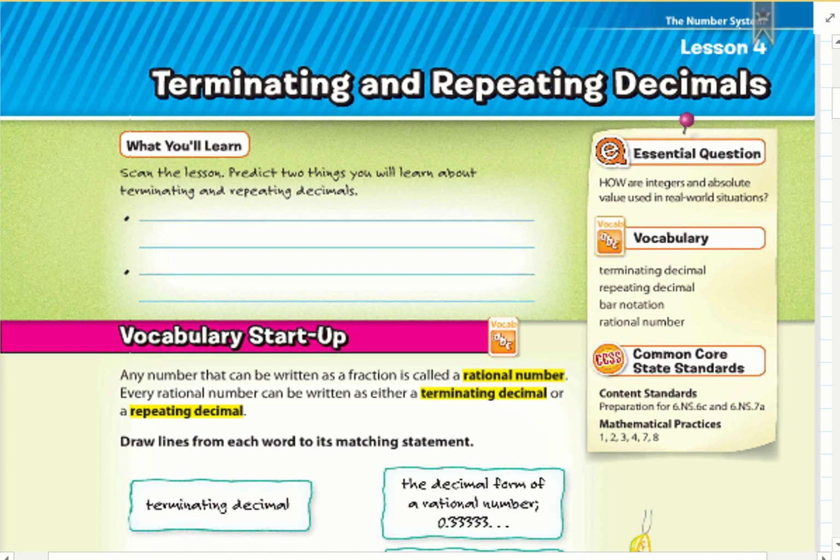So predict two things after scanning the lesson. I know one thing is going to be use bar notation. And the other thing will be how to find a repeating decimal.